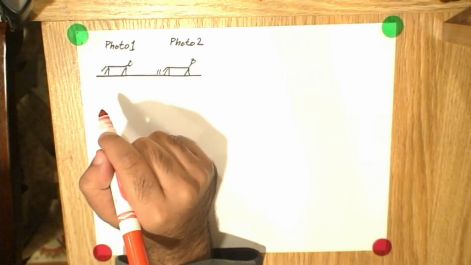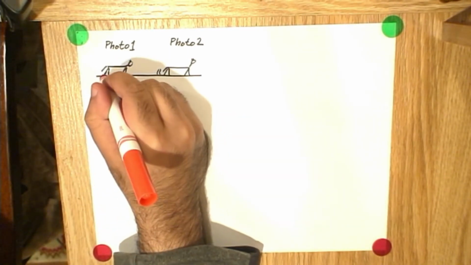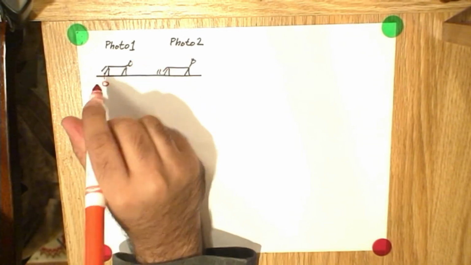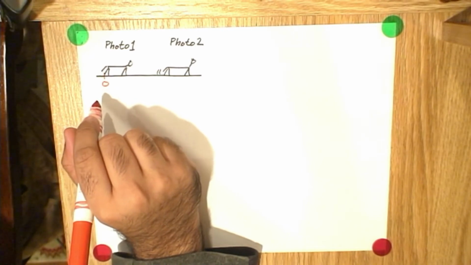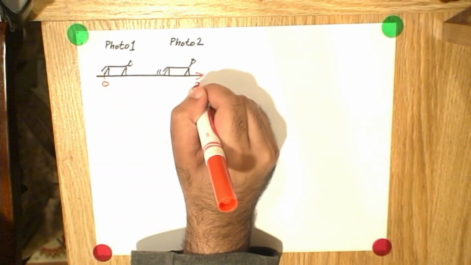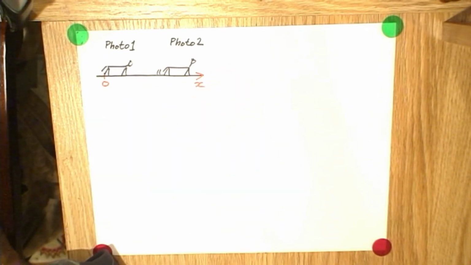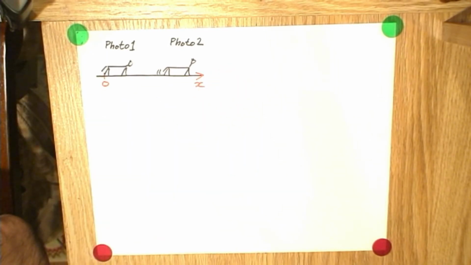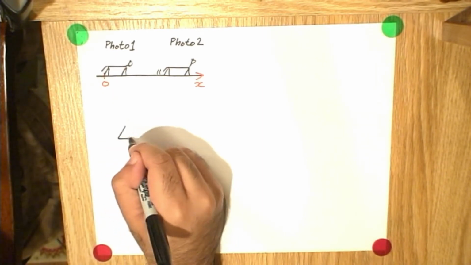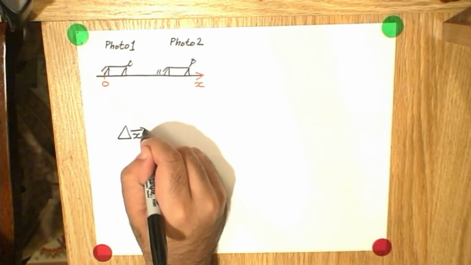Next, we need to set origin and axes. I'm going to put the origin here, behind one of its rear feet. And I'm going to set the positive x-axis to be in this direction. Now, what was the question asking for? The question was asking for the acceleration of the cheetah.